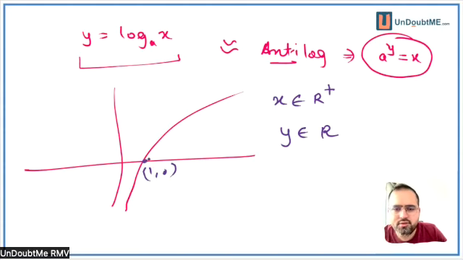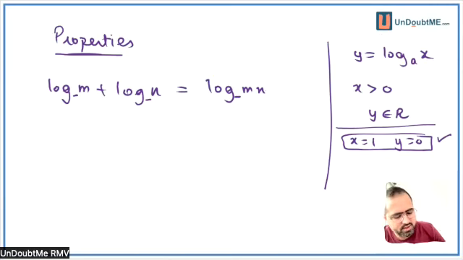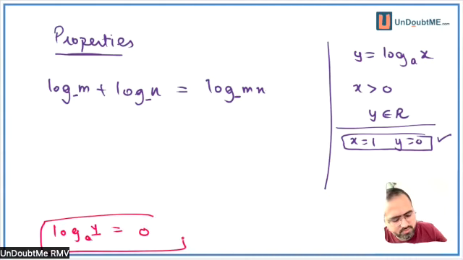Okay. So log of 1 to any base is always 0. That we will mention in a result. Log of 1 to any base is always 0. And how will you justify that? If you take the anti-log of this, you will get a to the power 0 is equal to 1. And everyone knows that any number to the power 0 is always 1. So it will justify the fact.